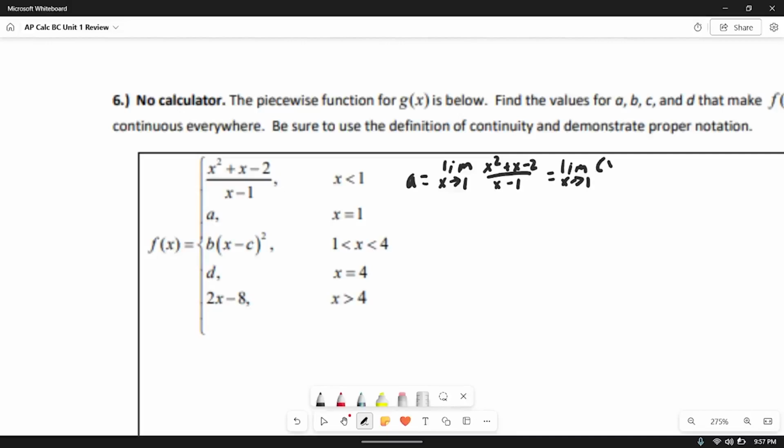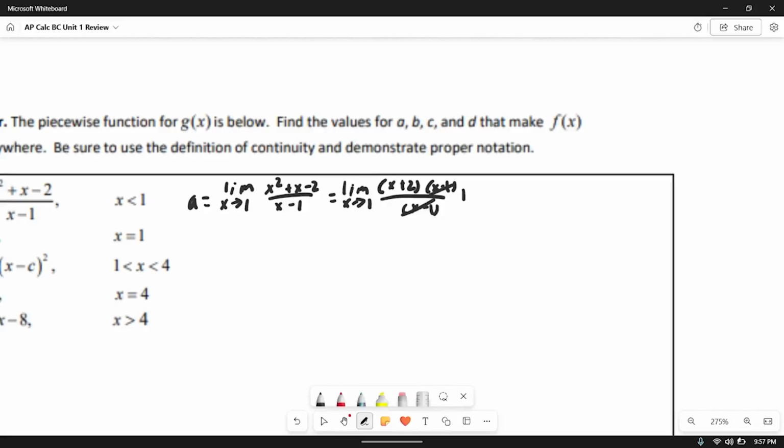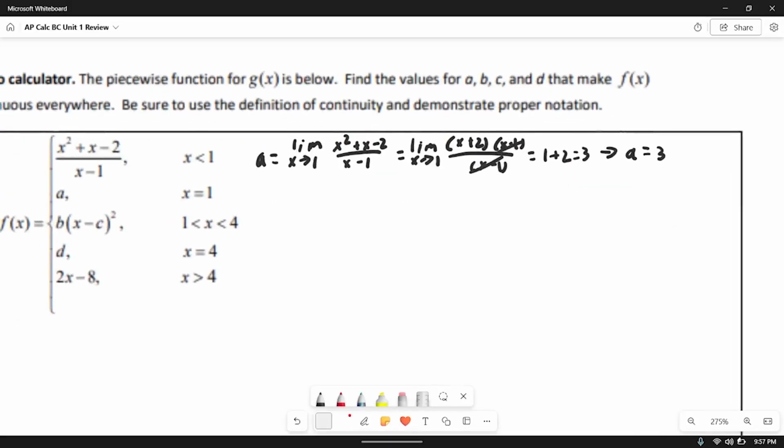We can factor this, we get x plus 2 times x minus 1 over x minus 1. Those cancel out, so we can just plug in the value now. So we get 1 plus 2, which equals 3. So we get a equals 3. Alright, so now that's our first answer. I'm going to box it.